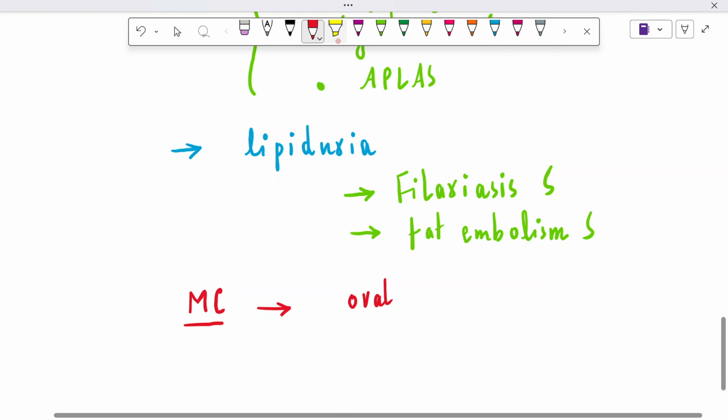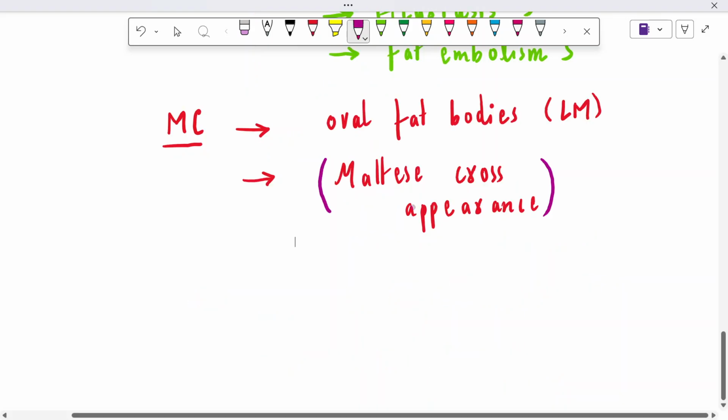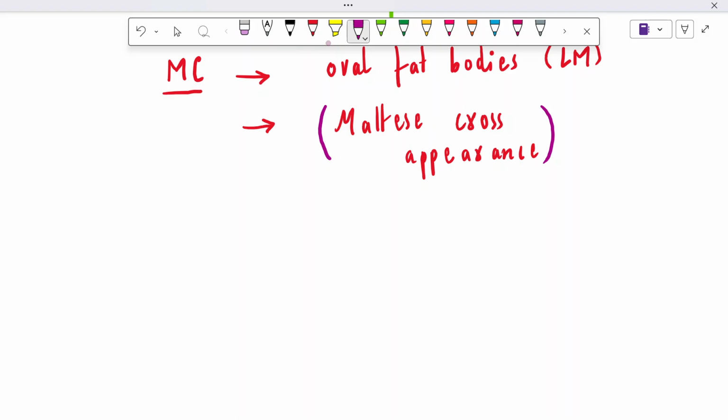Oval fat bodies are seen under the light microscope, and the Maltese cross appearance is seen under polarized light, okay. But the Maltese cross appearance is also seen in other conditions. For example, it can be due to Fabry's disease, the lysosomal storage disorder, that we are going to discuss later. But for now, remember the Maltese cross appearance is also present in the urine of nephrotic syndrome patients. The next thing is that these patients will have a hypercoagulable state.